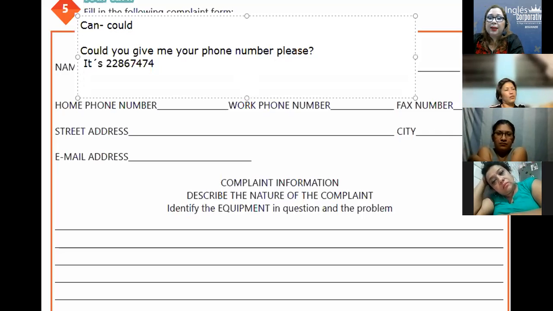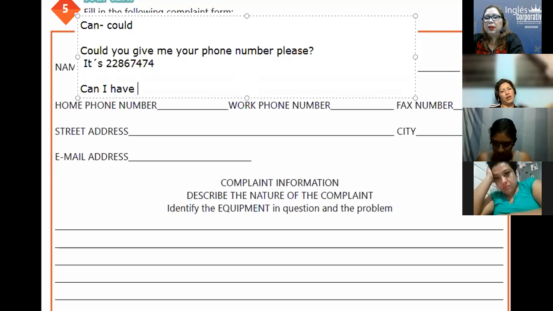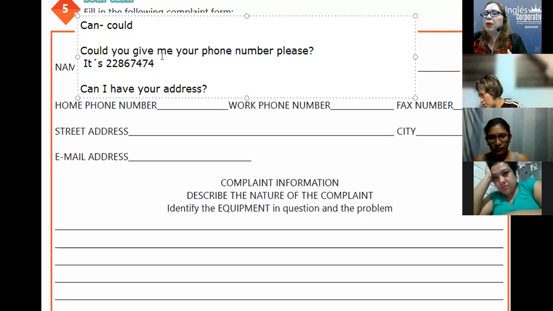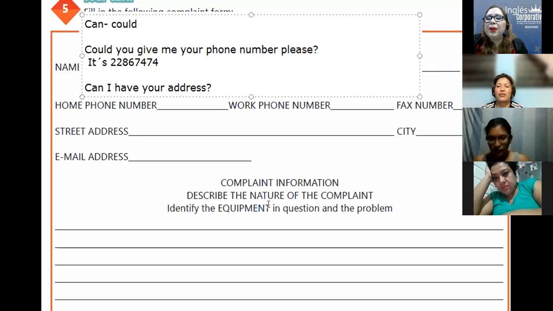Podemos utilizar también can, okay? Can I have your address? Okay, this is requesting for information, for example. Requesting for something politely. Bien, entonces, cuando yo le voy a preguntar acá, can I have your address? Can I have your email address? Could you please give me your email address? Okay.